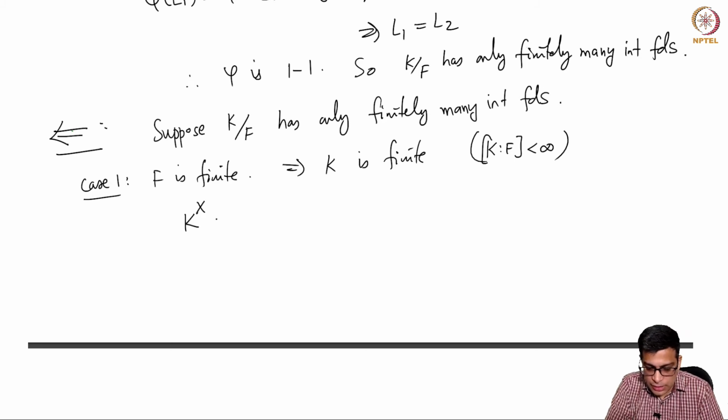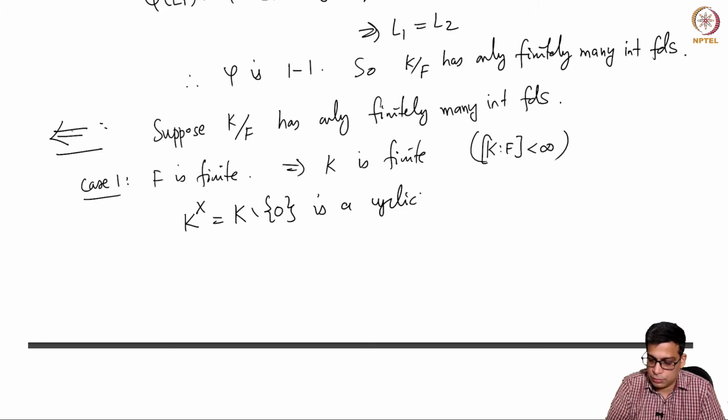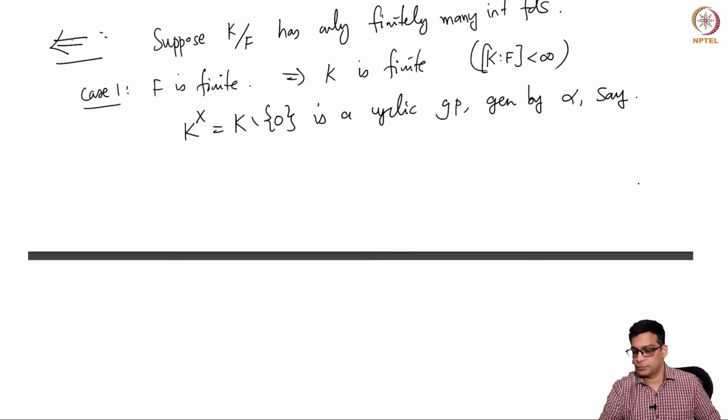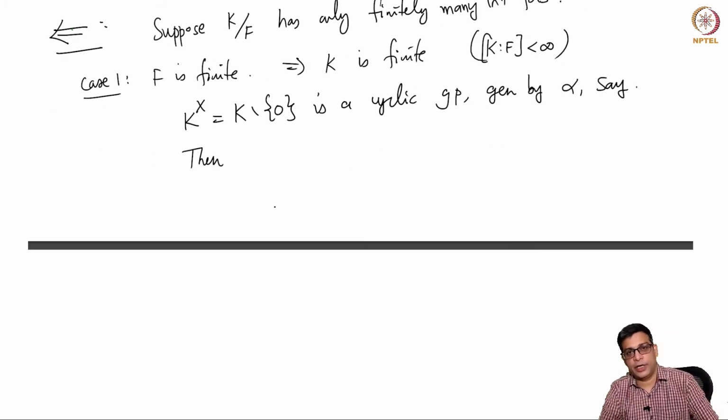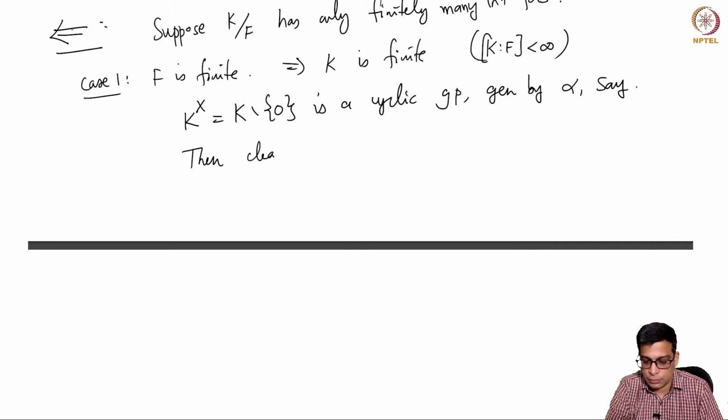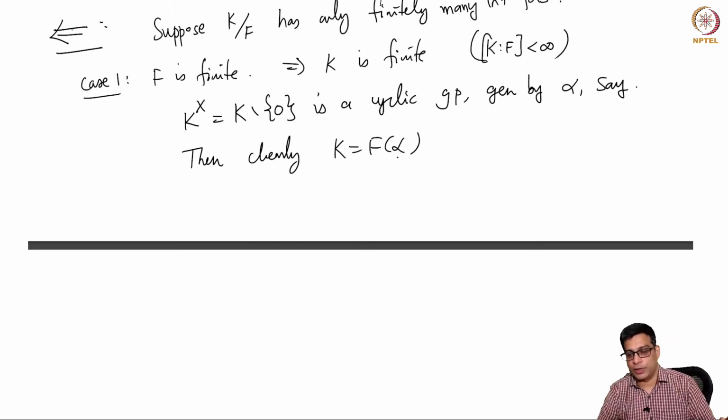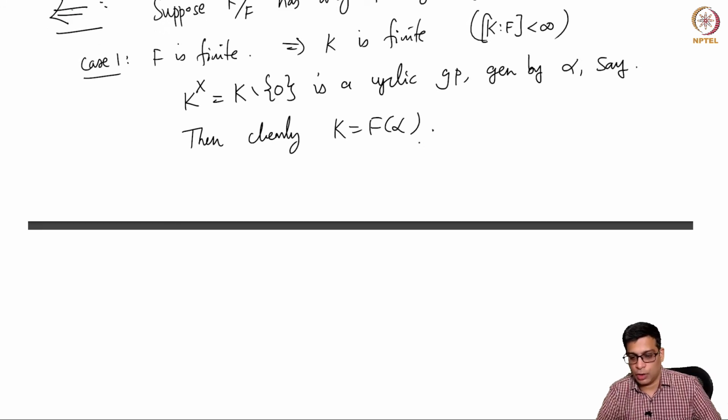But then K star is a cyclic group generated by alpha, say. Then every non-zero element of K is a power of alpha. So clearly K is F adjoined alpha. In fact, you don't need any complicated polynomials, just the polynomial alpha power i will do. Every element of K is a power of alpha, or it is 0. So K over F is primitive.